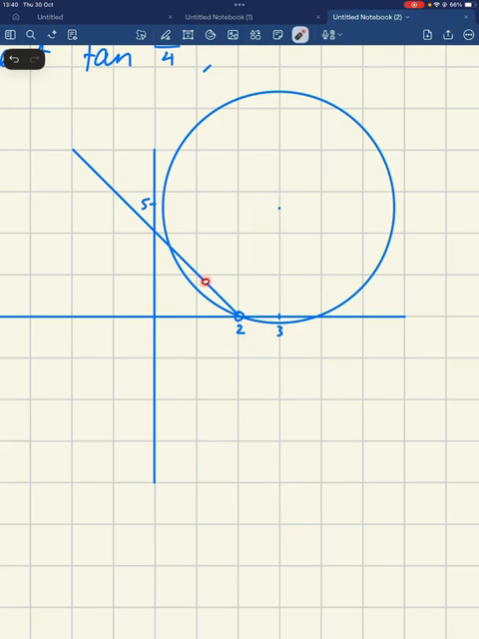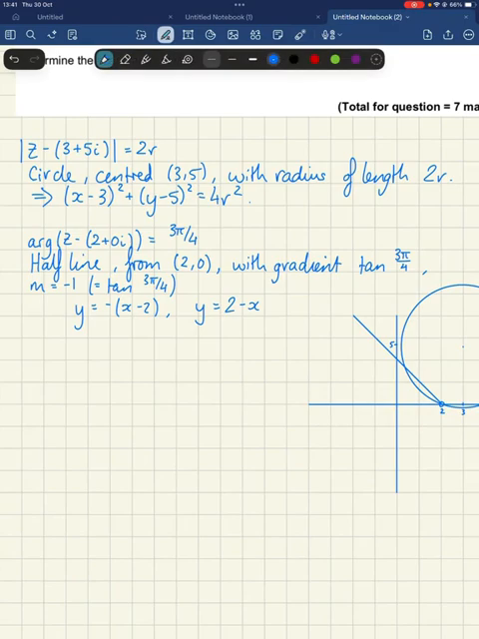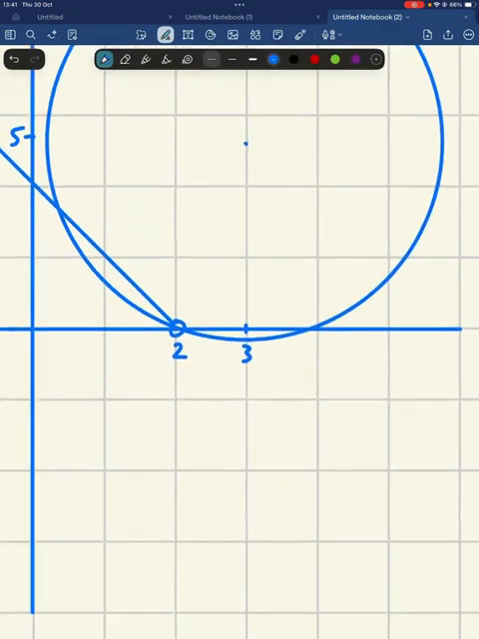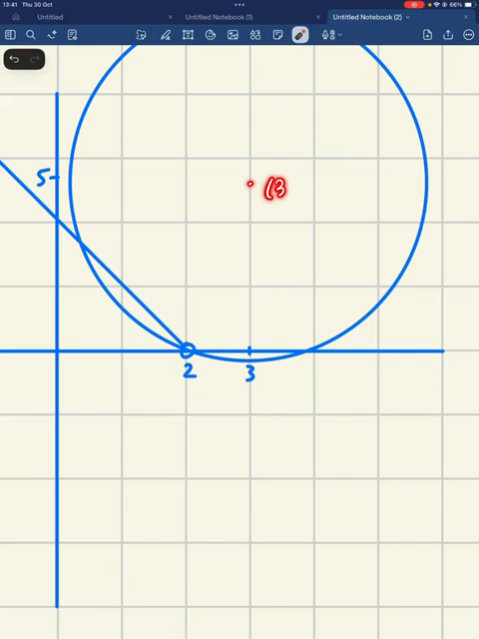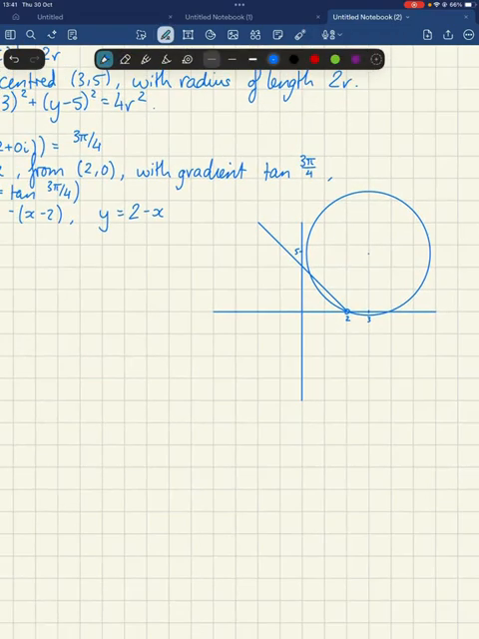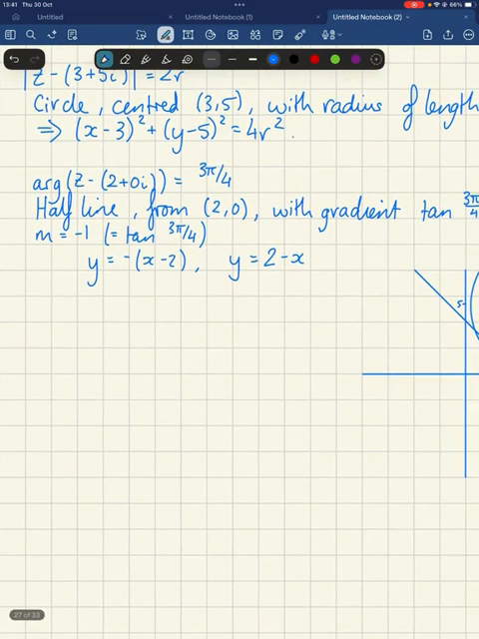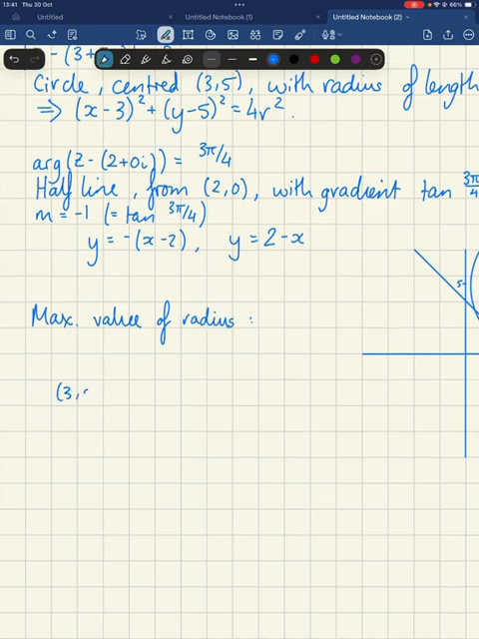So basically, we want to find the point of tangency, and then we want to find the distance over here. So what's this distance of the radius? That is going to be our value, and that's going to be our range for r. So first let's find the maximum value of the radius. This is going to be easier to find because we've got this (3, 5), and then we've got this (2, 0). So we can find this distance over here. We're finding the distance between (3, 5) and (2, 0).